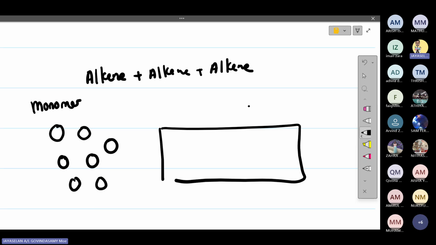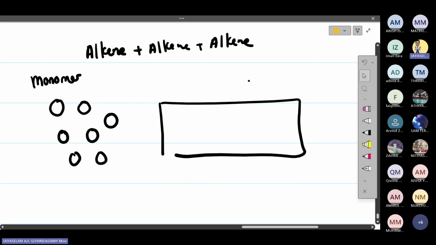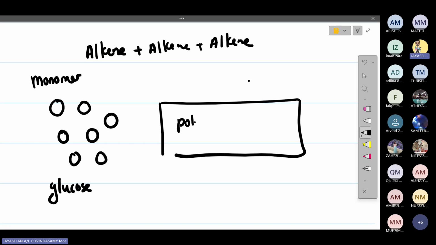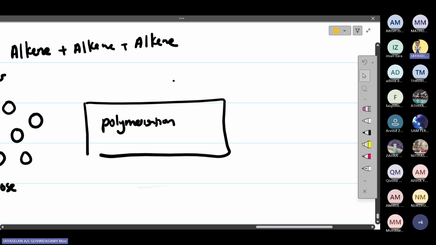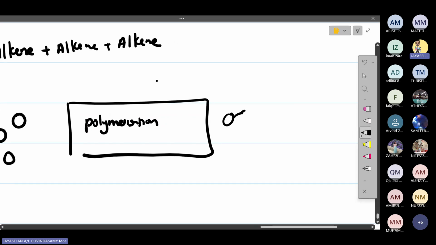Okay, you know the monomer. From the structural formula, you know the monomer. For example, glucose. Glucose is the monomer. Once this glucose enters polymerization, they will be bonded in repeating sequences and form a long chain.